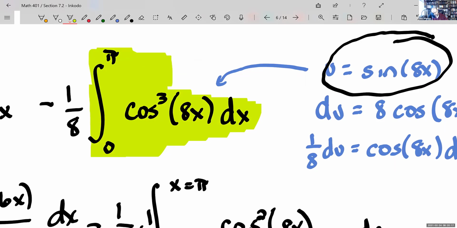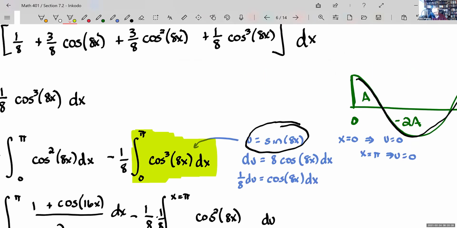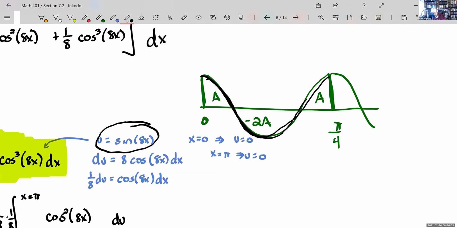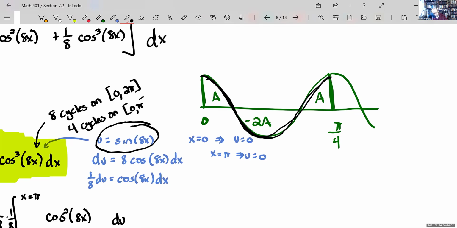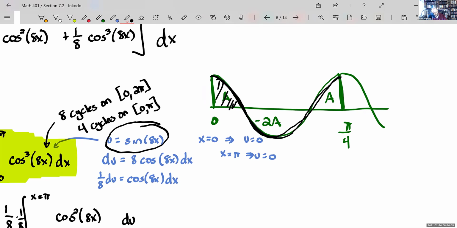But this right here is technically not just the cosine. It's obviously the cosine cubed. However, because it's an odd power of cosine, it still exhibits the same behavior as a regular cosine. So it still goes through 8 cycles on 0 to 2 pi. So it goes through 4 cycles on 0 to pi.